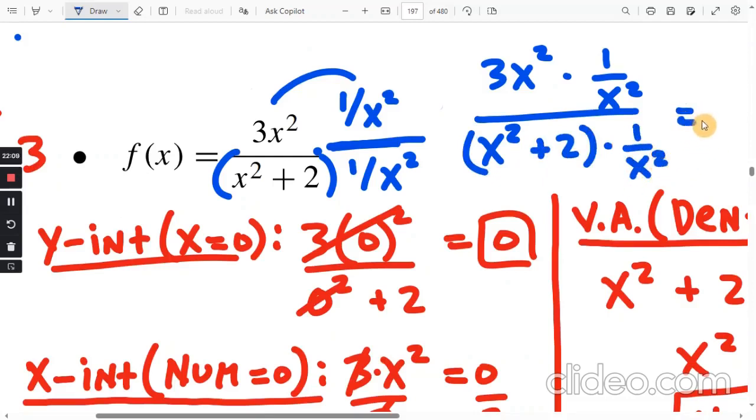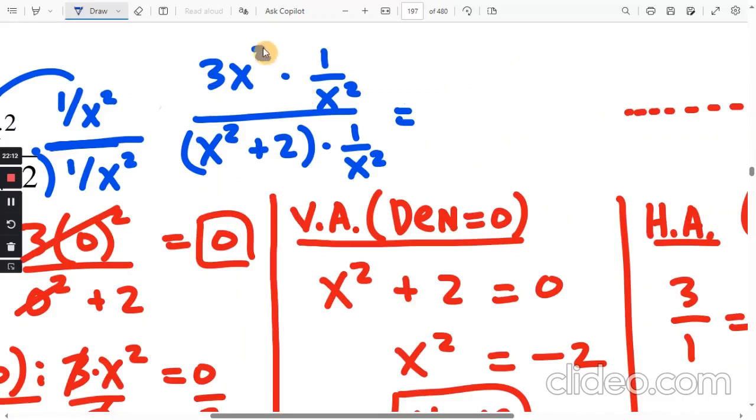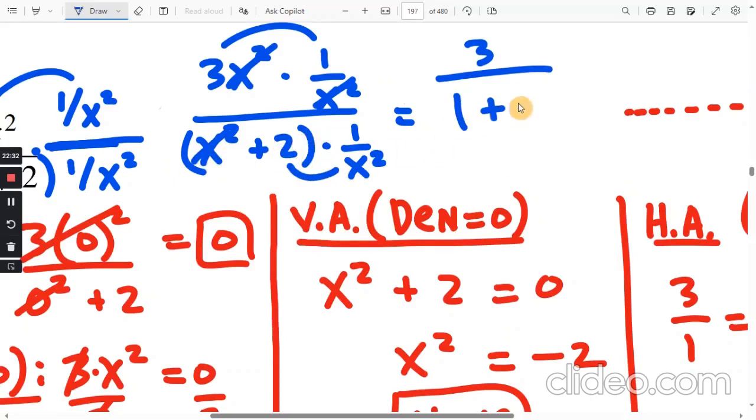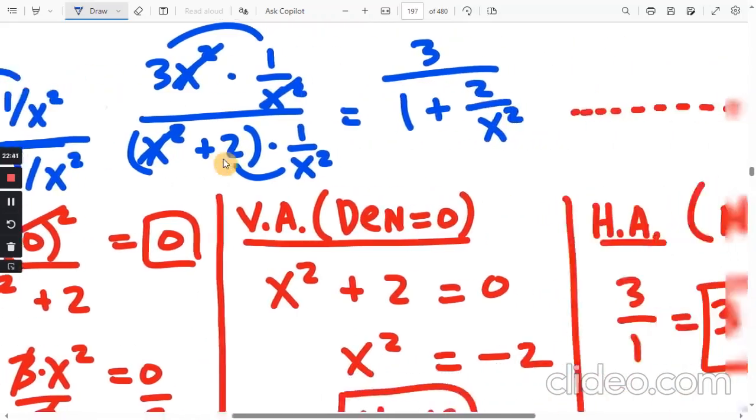And what happens? X squared divided by x squared, we're multiplying fractions here. X squared divided by x squared cancels, and in the numerator, 3 times 1 is just 3. And in the denominator, x squared divided by x squared cancels, so that's just 1. And 2 times 1 over x squared is going to be positive 2 divided by x squared. So this function here is the same as the original, it's just in a different form.